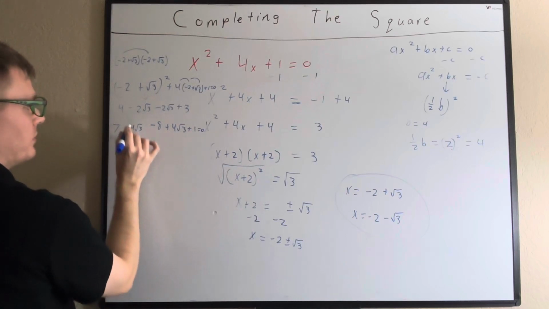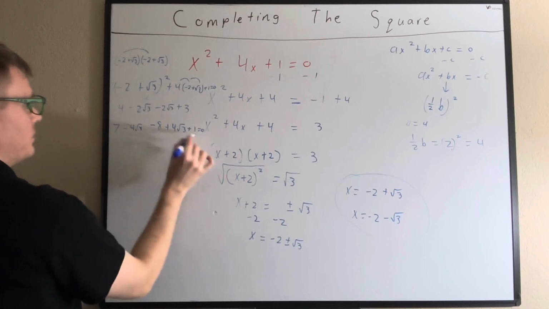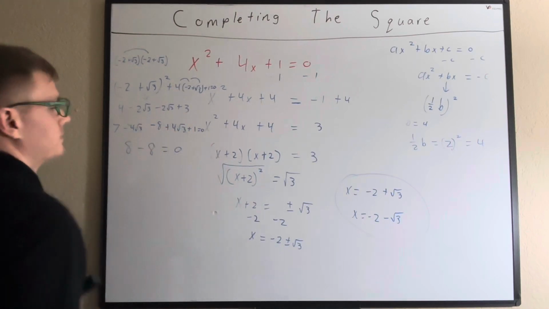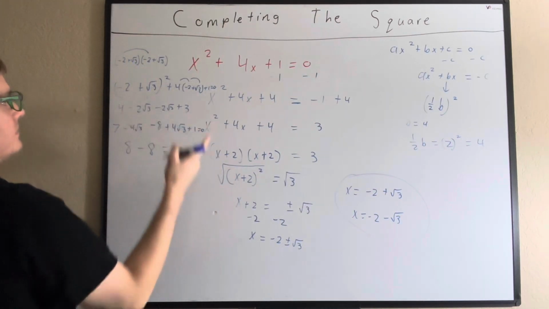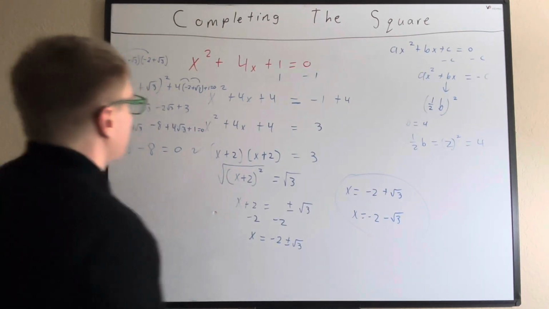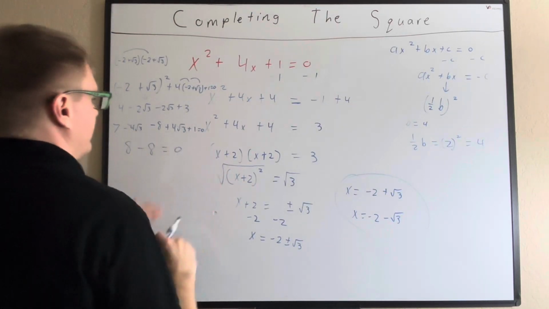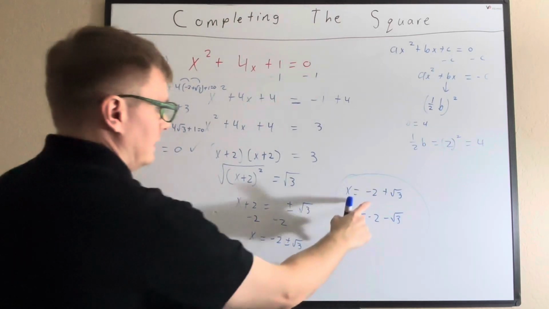Negative 4 square root 3 plus 4 square root 3, that's 0. 7 plus 1 is 8. Minus 8 is 0. And if it was negative, same thing. And still get 0. So that's a weird check mark. Check. So we checked our answer. That is indeed correct.